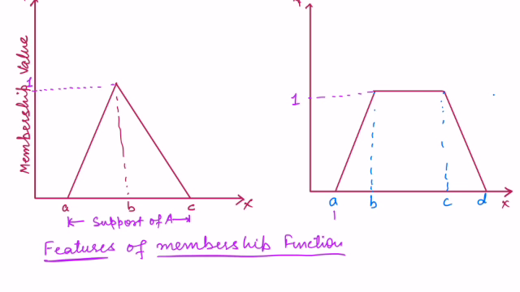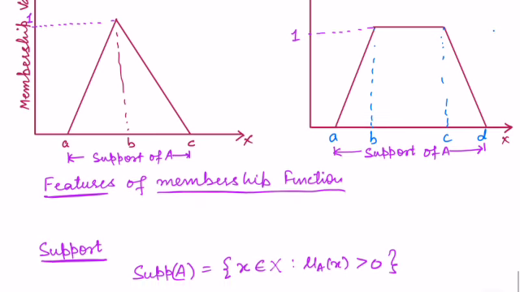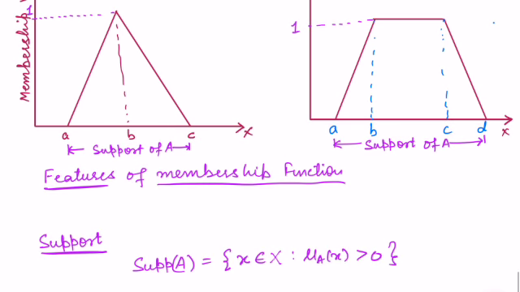Similarly, if we see in the trapezoidal fuzzy set, support is this. Support of A is this. So this is our support, where the function takes value always greater than 0.